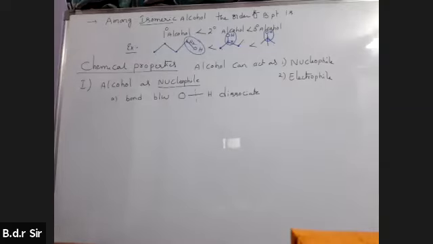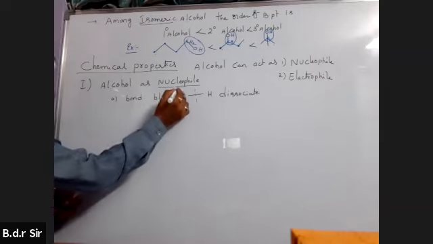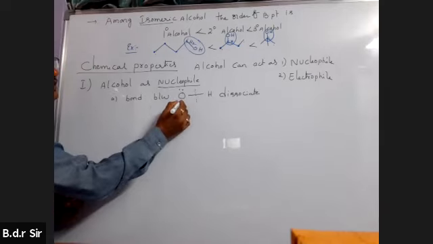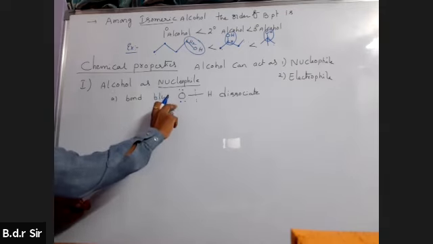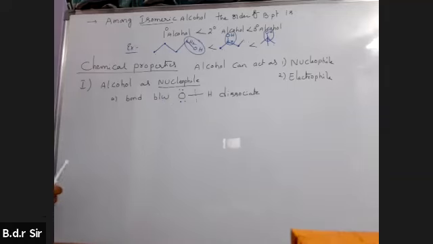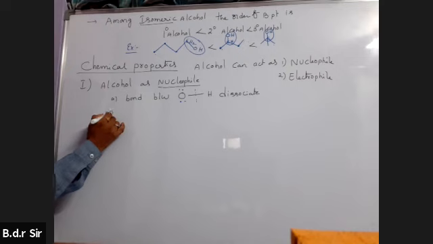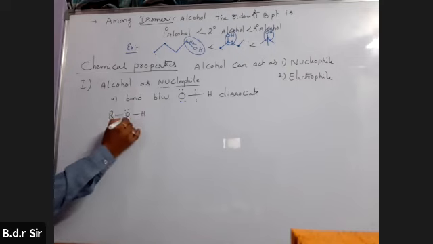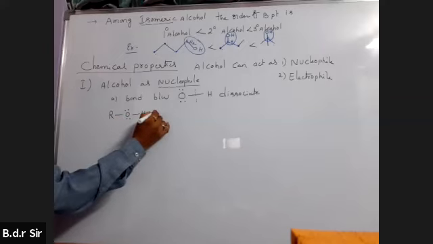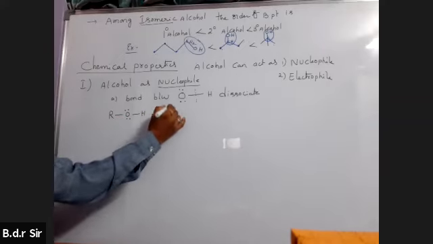Why? What is the reason? Here in oxygen, two lone pairs of electrons are there. It is an electron-rich species. Okay, what is the mechanism? Observe the mechanism. Alcohol is a nucleophile, and reacts with an electrophile.